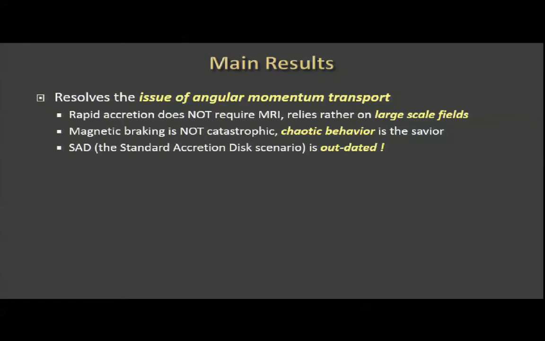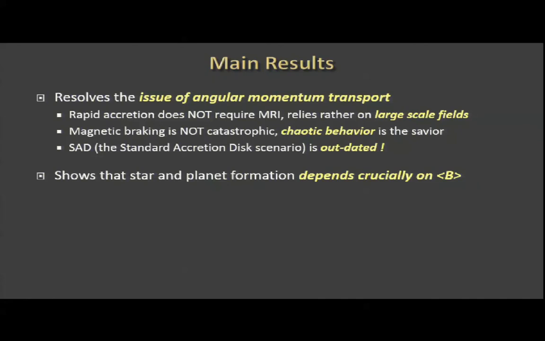So I think the standard accretion disk scenario, the so-called SAD scenario, is outdated. We should not really only think of transport radially. That's what the standard accretion disk scenario does. It only worries about radial transport and not vertical transport, which I think is more important.